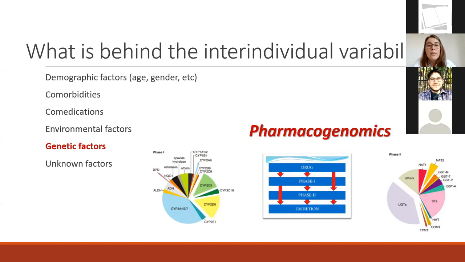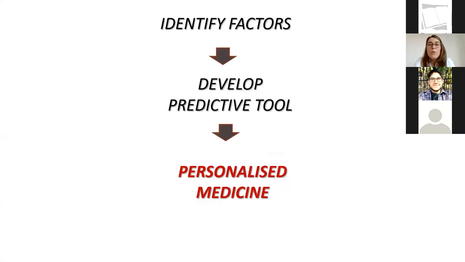The goal of metabolizing the drug is to make it easier to eliminate. For most drugs, elimination is via the renal or kidney system. So that is just to understand the complexity of pharmacogenomics. But at the moment, we want to identify factors that are associated with this variable response in patients, with the goal to develop predictive tools and implement what we call personalized medicine.